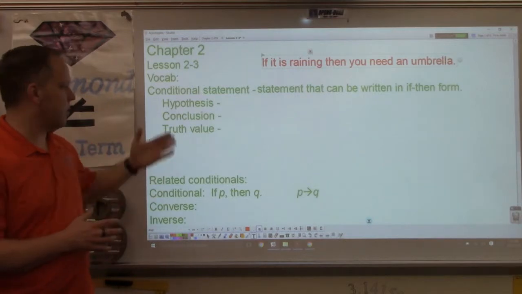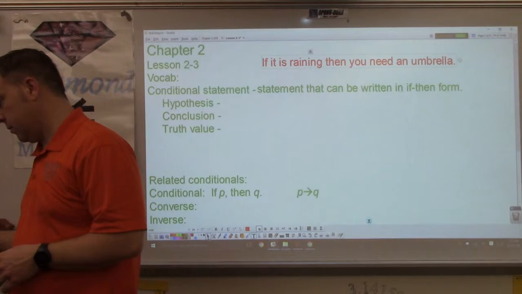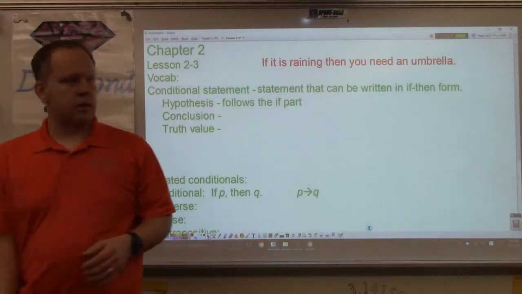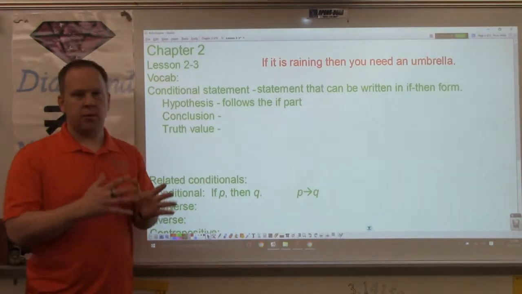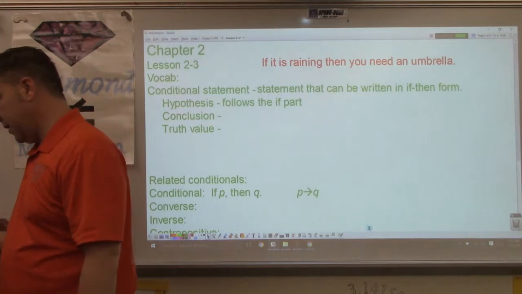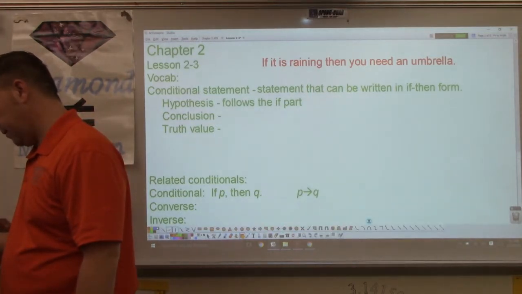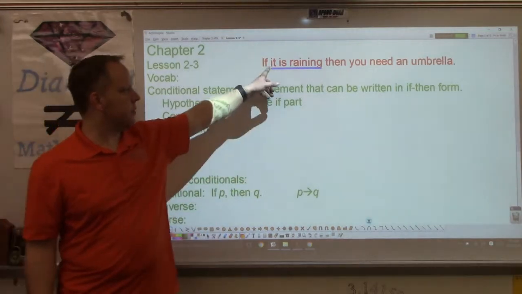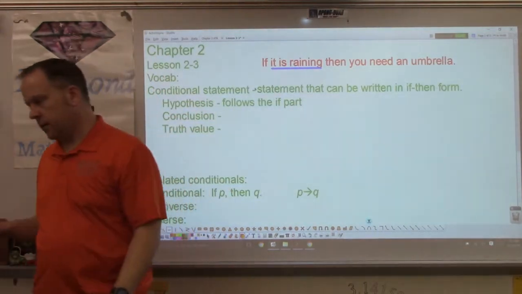Now there's parts of this. There's two parts. There's a hypothesis and a conclusion. The hypothesis, very simple, is the part that follows the if. The hypothesis technically does not include the word if, but the words after it. So in my sentence, my hypothesis is it is raining. That's it. Does not technically include the word if.